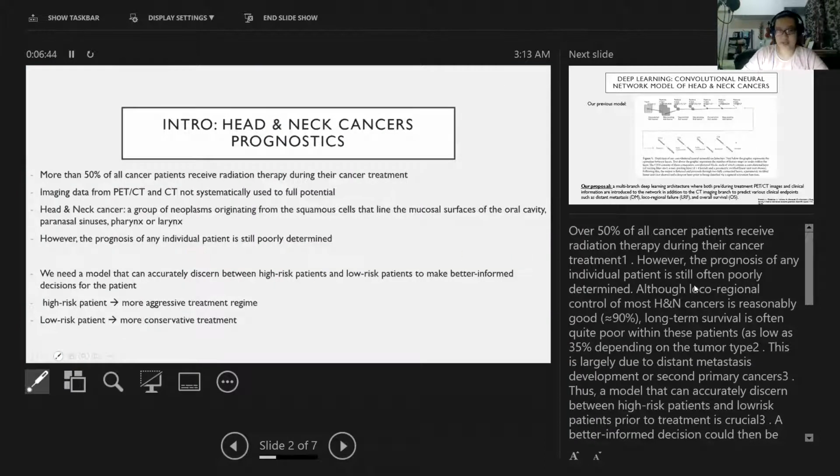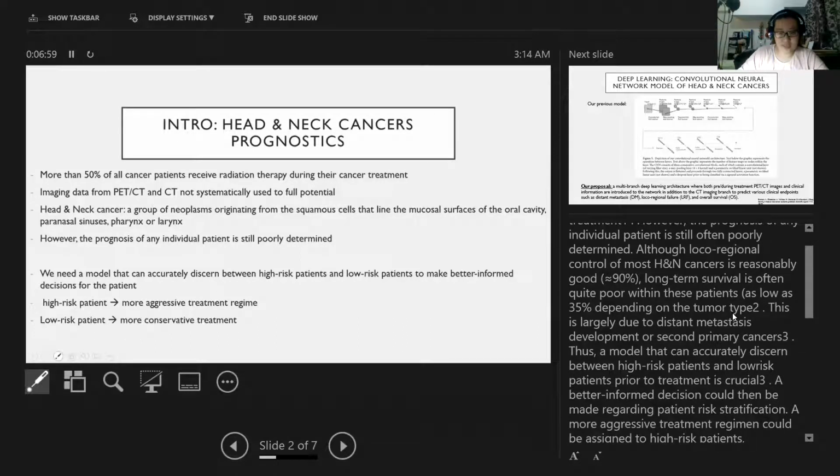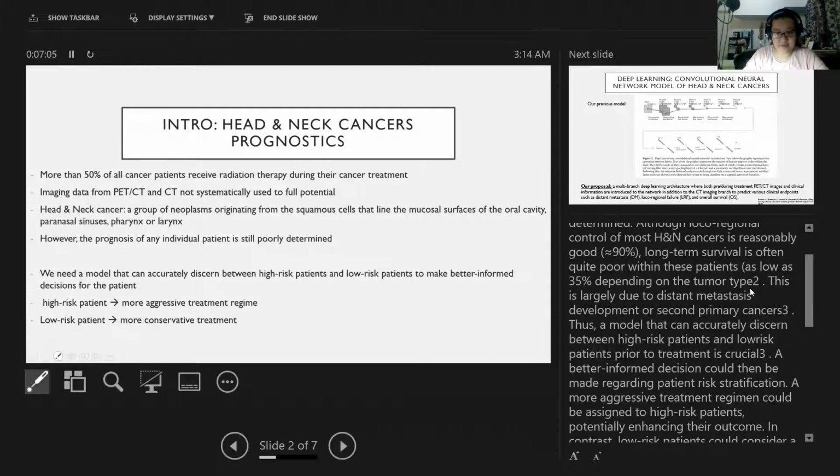Okay, so here's a little bit of an introduction. Over 50% of all cancer patients receive radiation therapy during their cancer treatment. However, the prognosis of any individual patient is still poorly determined. Although local regional control of most head and neck cancer is reasonably good, about 90%, long-term survival is quite poor within these patients. They can be as low as 35% depending on the tumor type.